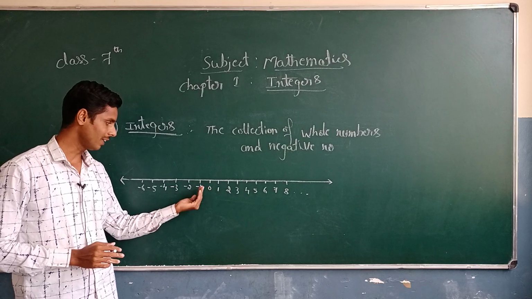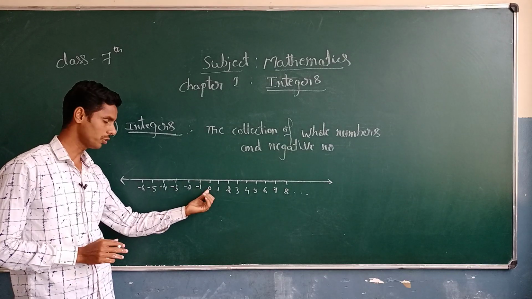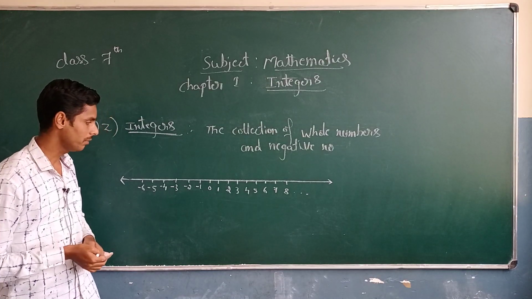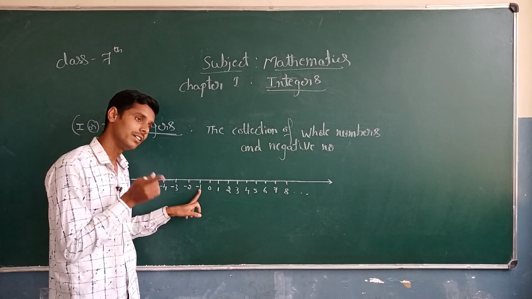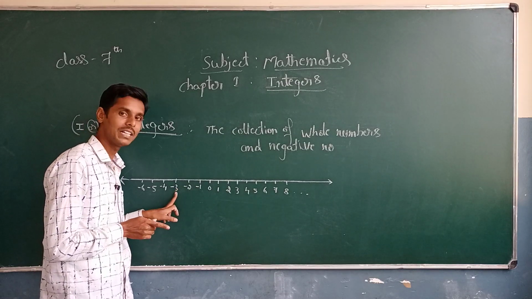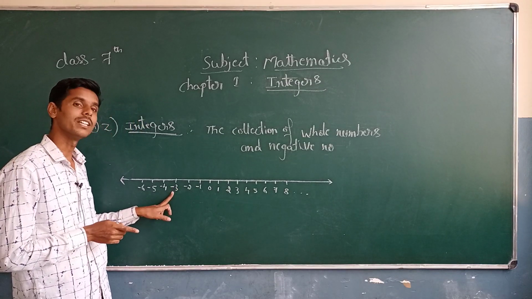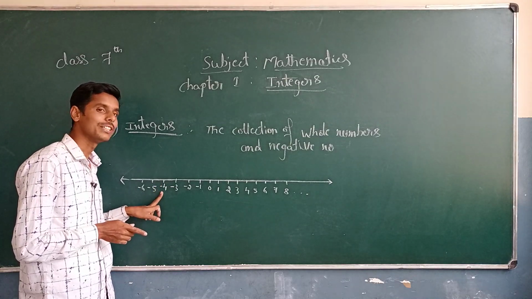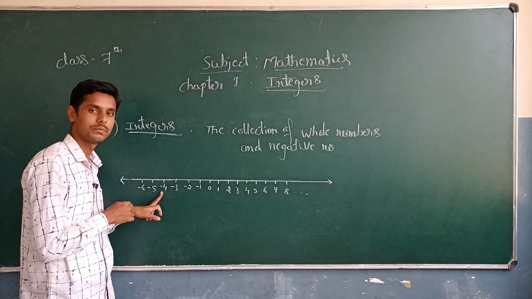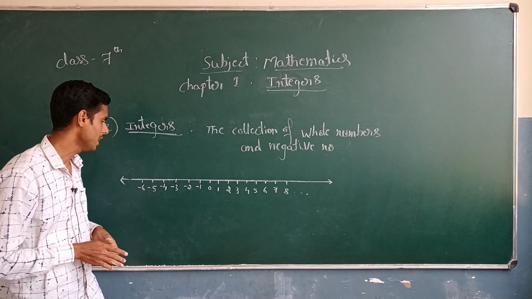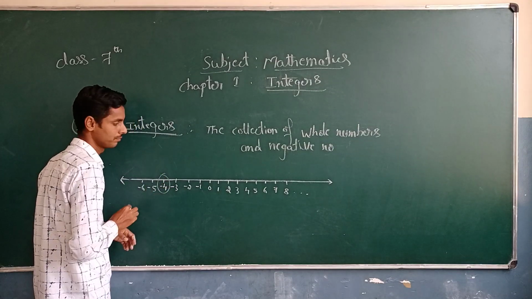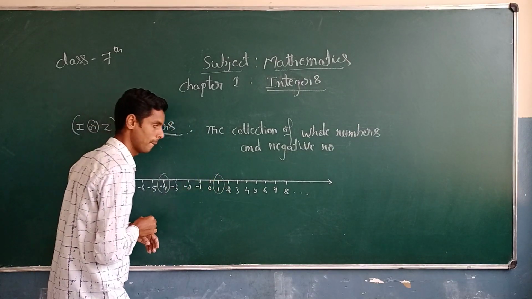If we move from 0 to the left side, the value decreases. That means minus 1 is greater than minus 2, minus 2 is greater than minus 3, minus 3 is greater than minus 4. The value decreases as we move to the left side. Did you understand? Okay.